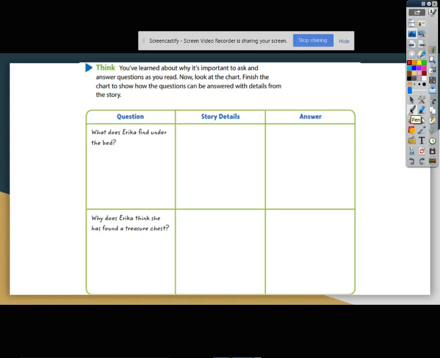She found an old wooden box. Oops, I spelled box wrong. This is a broken pen. She found an old wooden box, okay? So then we have to go back to the story detail to say what story detail says she found the box. I'm going to go ahead and answer the next question too.